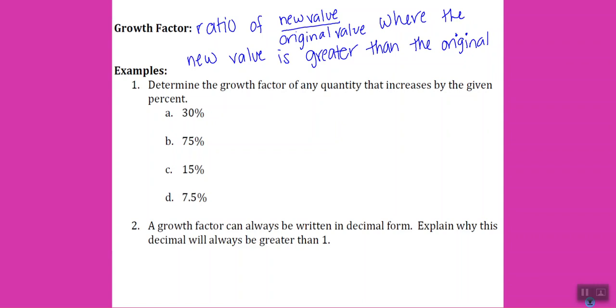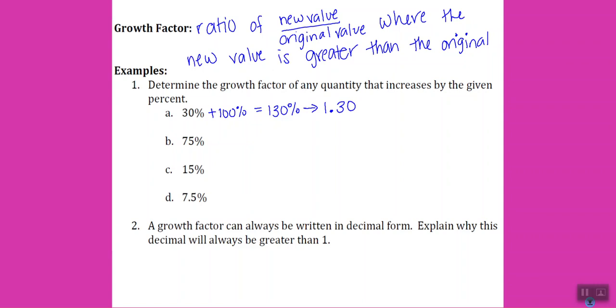So, determine the growth factor of any quantity that increases by the given percent. So, if we want to increase by 30%, we're starting with 100%. So, we're going to add the 100% to it, which means we would want 130% of what we originally had. We're going to take that from being a percent to a decimal, which would be 1.30, which would be our growth factor.